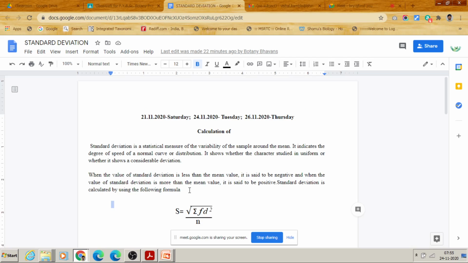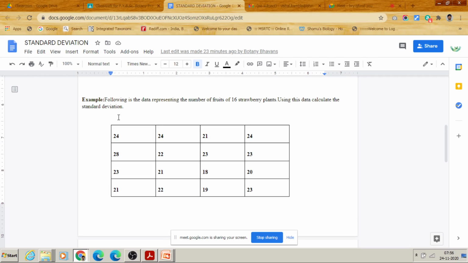Toward the end of this practical, I will provide you that particular formula, and a data has been provided. Now just look at the data given to you. Following is the data representing the number of fruits of 16 strawberry plants. Using this data, calculate the standard deviation. Now the data is very simple. There were a total of 16 observations made for the strawberry plant, and the number of fruits were counted per plant.